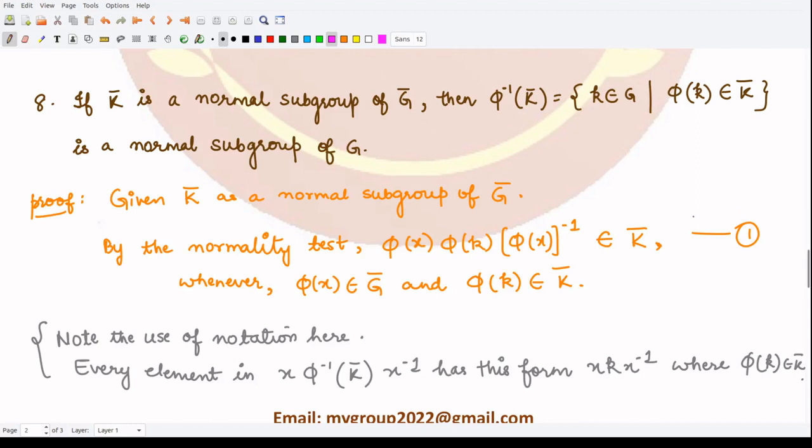In this video, we'll be discussing the eighth property. It states that if K bar is a normal subgroup of G bar, then phi inverse K bar is a normal subgroup of G. Remember the diagram here, right?